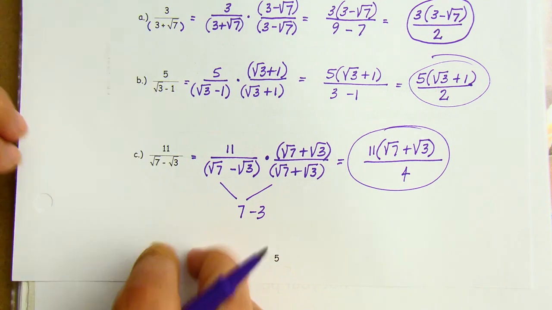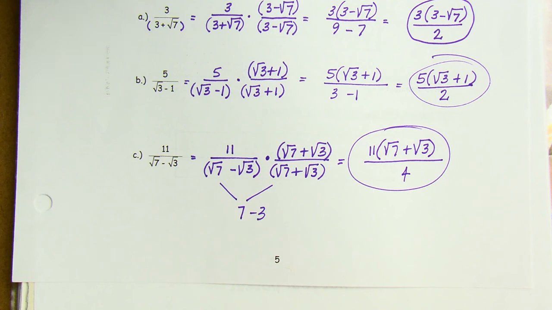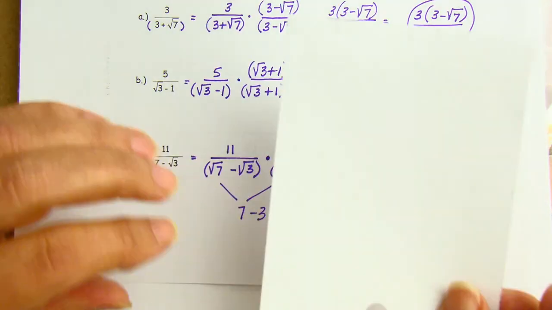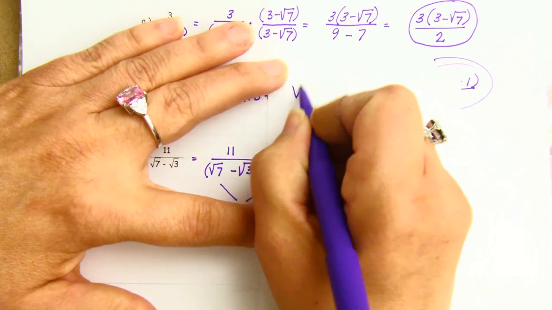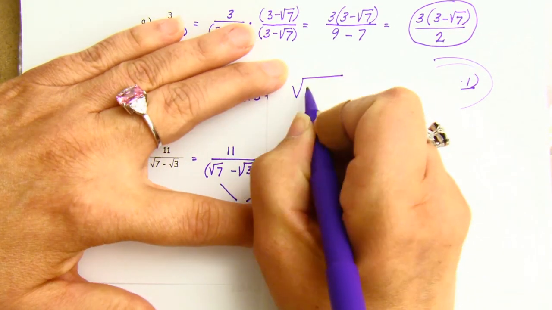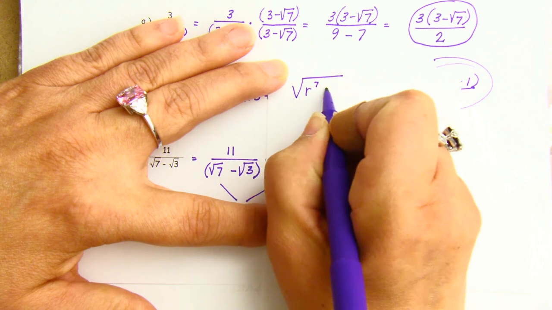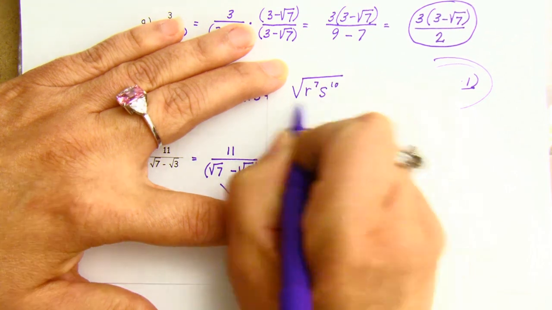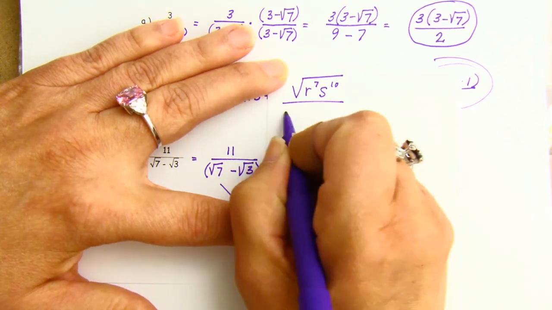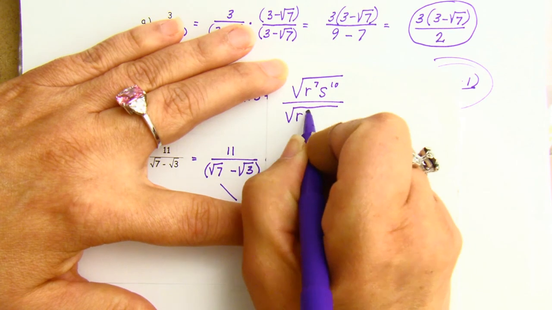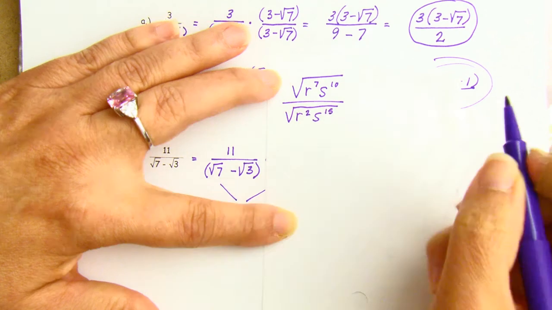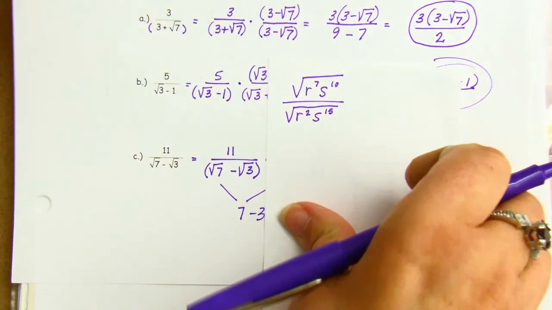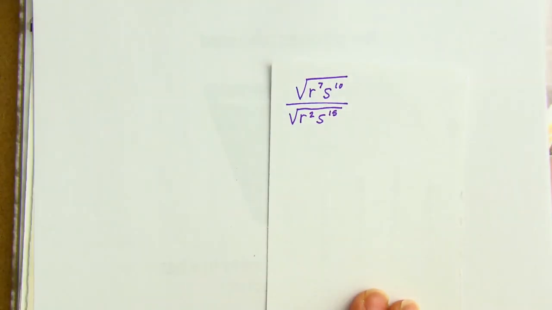Okay, on a side note, this will help you with the radical packet. So I'm just going to cover this up and write an example problem right here. So let's say I have the square root of r to the power of 7 times s to the power of 10 divided by the square root of r squared s to the power of 15. Now we can use the quotient rule, and let me move this. And we can use the quotient rule here.